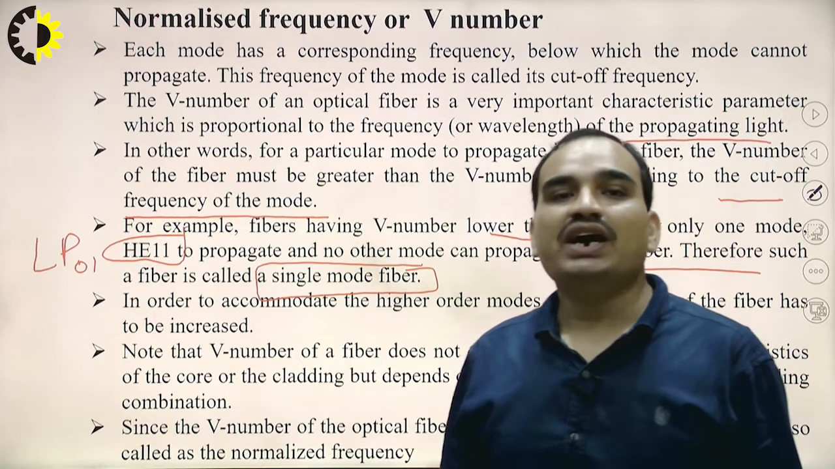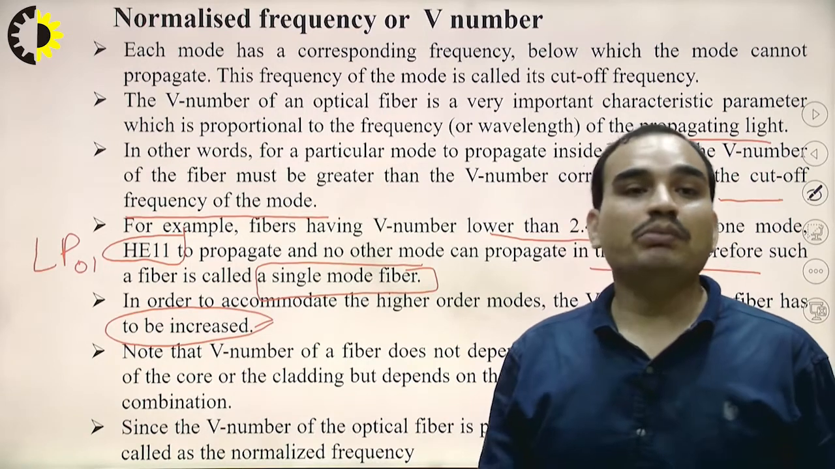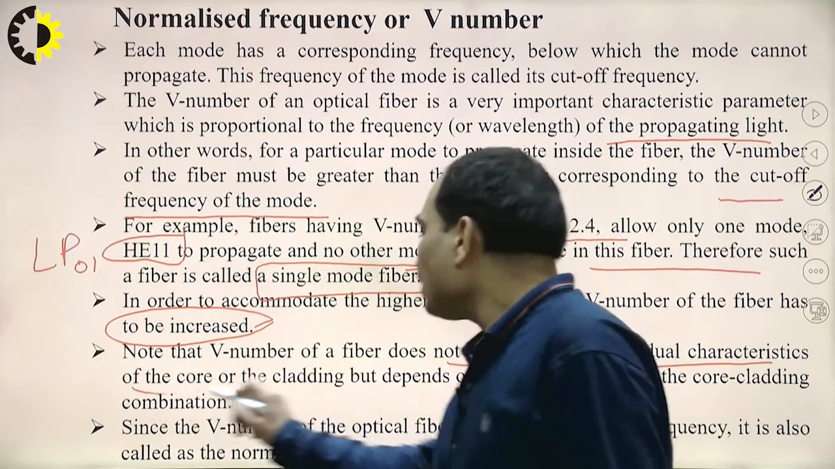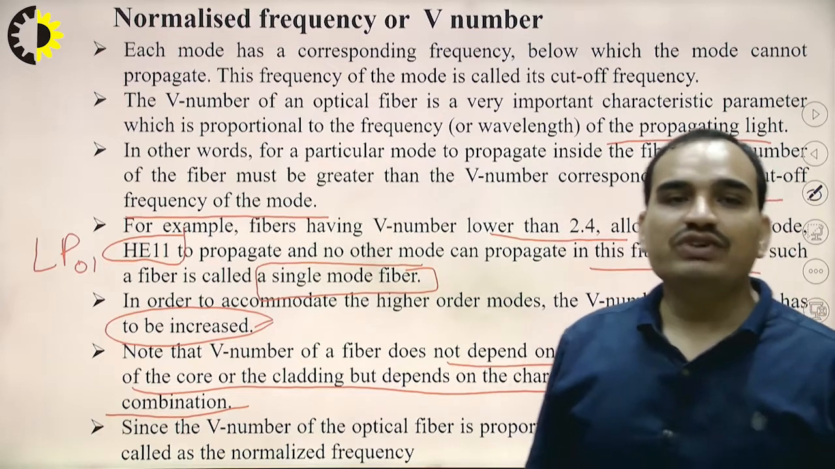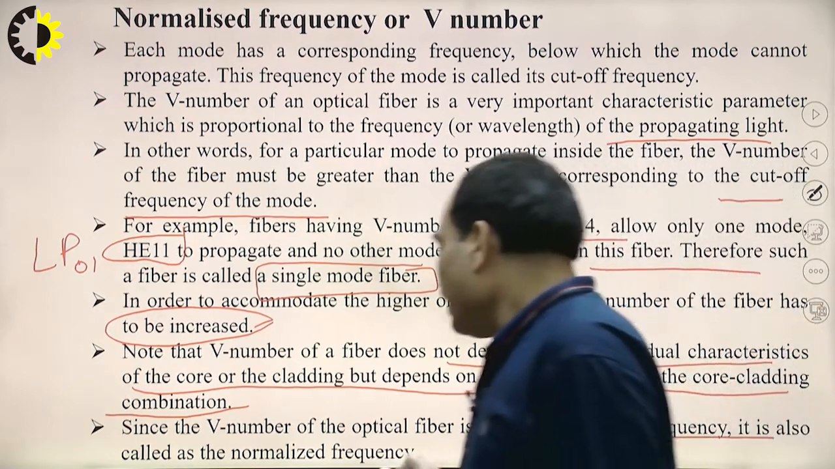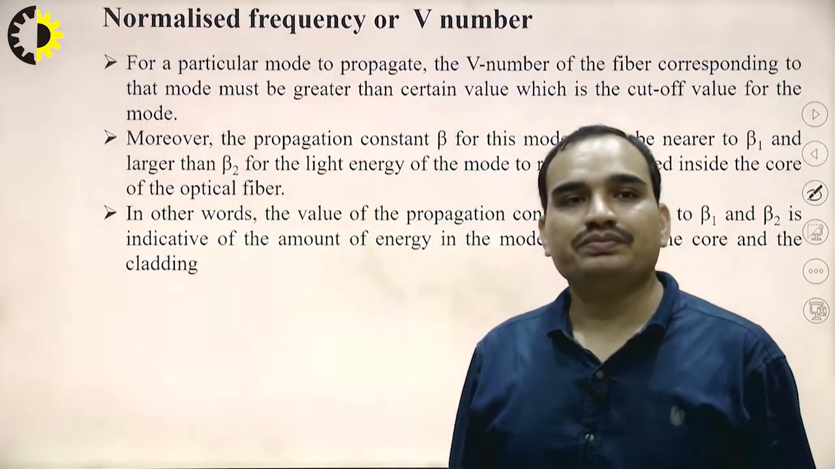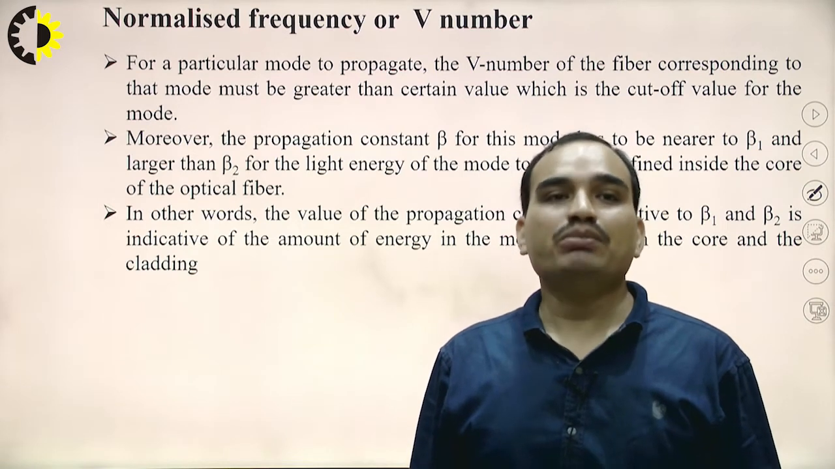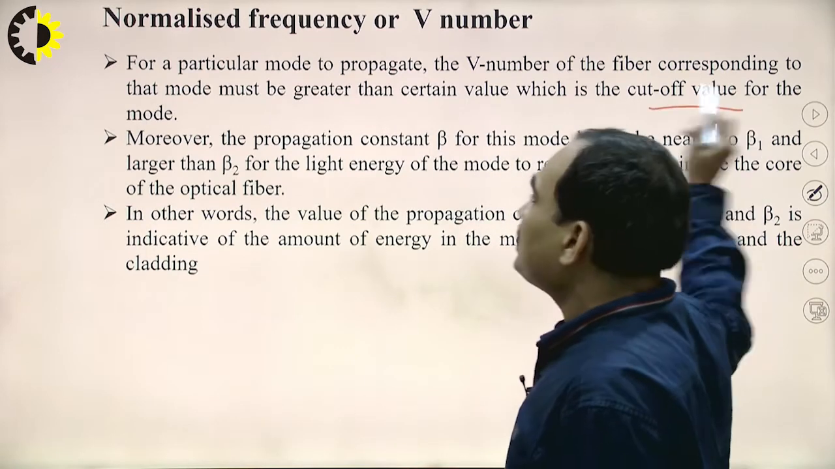In order to accommodate higher order modes, the V number of the fiber should be increased. Note that the V number of the fiber does not depend on the individual characteristics of the core or the cladding, but on the characteristics of the core-cladding combination. Since the V number of the optical fiber is proportional to the frequency, it is called the normalized frequency. So normalized frequency is also known as the V number. For a particular mode to propagate, the V number of the fiber corresponding to that mode must be greater than a certain value, which is the cutoff value for the mode.